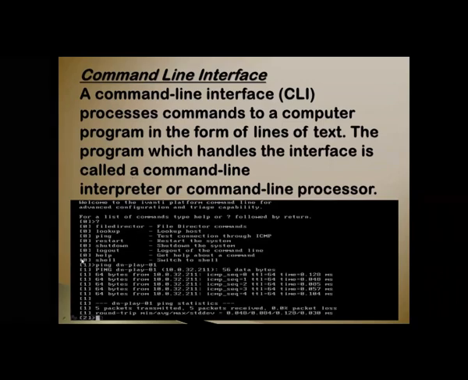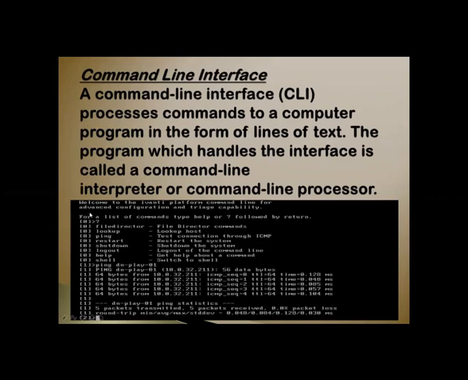So if the C prompt appears on your screen, the command line screen, it means you are working on the hard drive. And if the A prompt and B prompt appear on the screen, it means you are working on the floppy disk. So you have to write the commands at those prompts, like C prompt, A and B prompt, and you have to learn those commands, right? This is the command line interface.